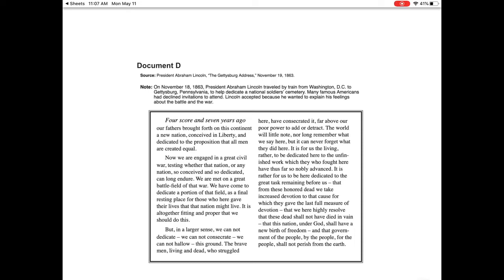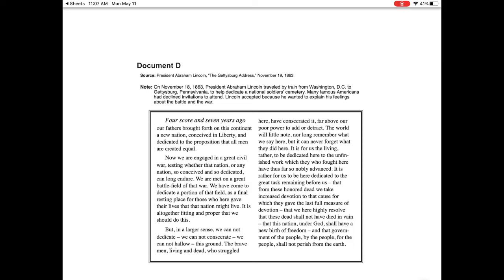That we here highly resolve that these dead shall not have died in vain. That this nation, under God, shall have a new birth of freedom, and that government of the people, by the people, and for the people, shall not perish from the earth. Lincoln sees the Confederacy as a threat to the Union, to the government of the United States of America, and to the freedom of its people.